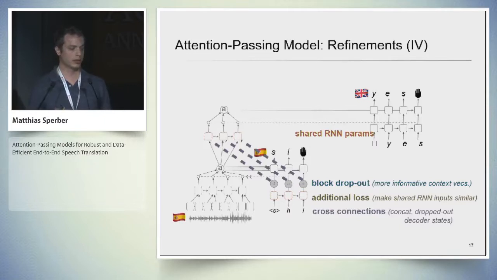We add cross connections between the dropped out source text decoded states and the inputs to the translation stage, and that's in order to find a kind of compromise between revealing more information to the model while keeping the impact of error propagation to a not so high level.